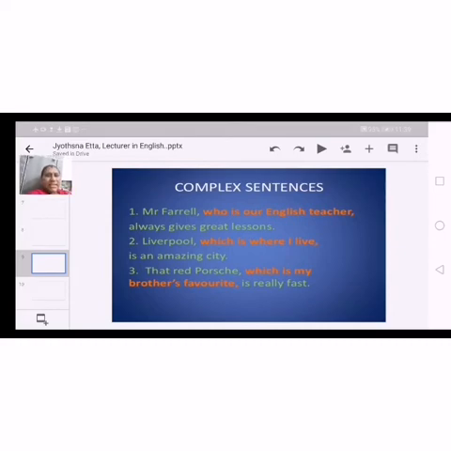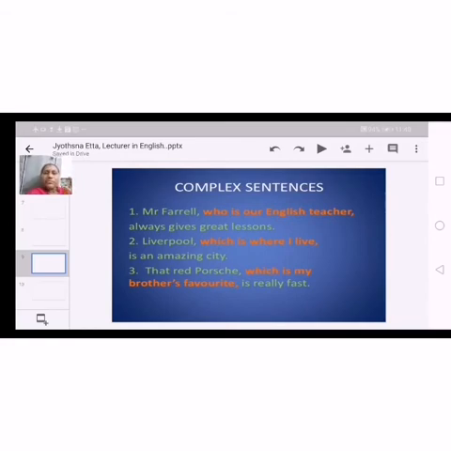Okay, and next, Liverpool, which is where I live, is an amazing city. So Liverpool is an amazing city. It's an independent statement. Which is where I live is a dependent one. So here, by using which, we are showing the place. And the first one, who, is referring to the person, the person and the character. And here in that second one, which is showing the place, Liverpool.